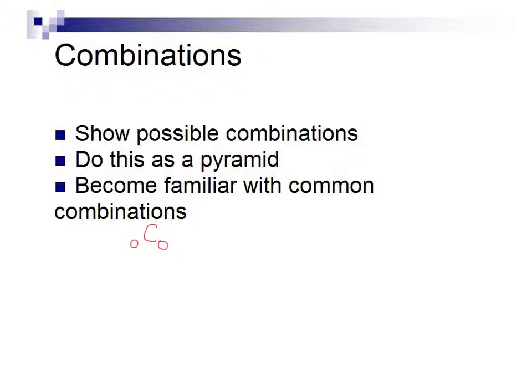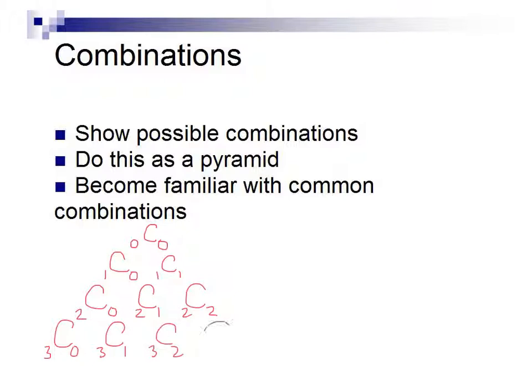0 choose 0. Or what if there's 1 and we choose 0? Or 1 and choose 1. Or maybe there's 2 and we choose 0, or 2 and we choose 1, or 2 and we choose 2. And then we went to 3s. What about 3 choose 0, or 3 choose 1, or 3 choose 2, or 3 choose 3? And we looked at all of these possibilities, and it creates kind of this pyramid thing.